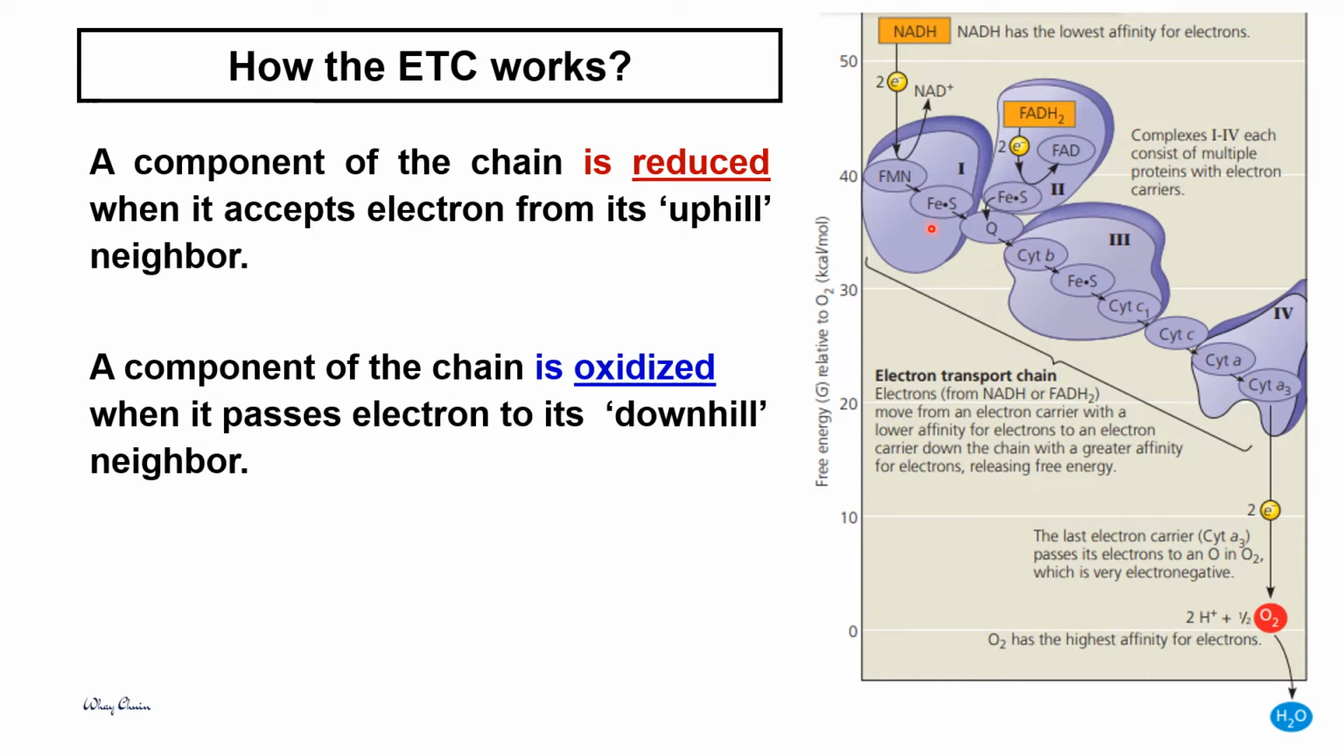A redox reaction occurs because one compound is reduced and another is oxidized simultaneously. This redox reaction and the electron flow will repeat until the electron is accepted by the oxygen molecule, which has the lowest free energy, or the highest affinity for electrons. So oxygen will combine with two protons from the matrix of mitochondria and produce a water molecule.